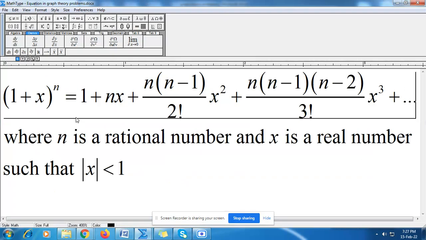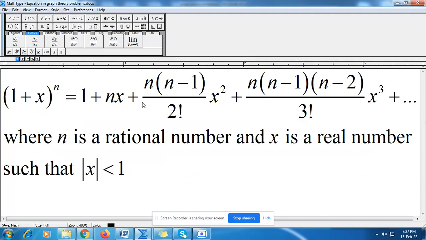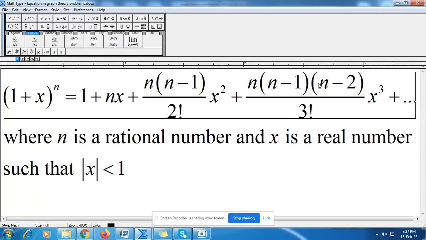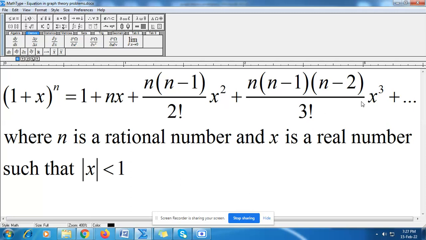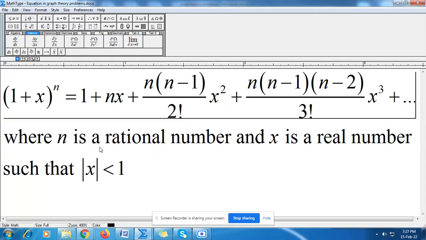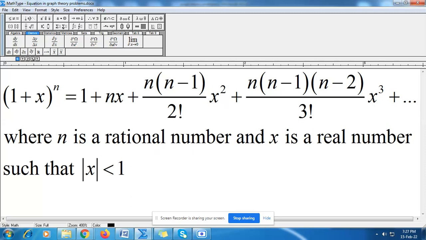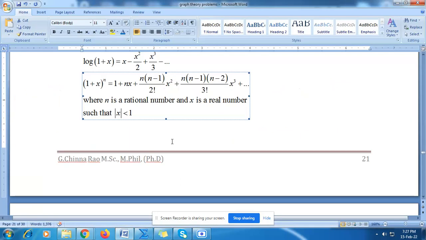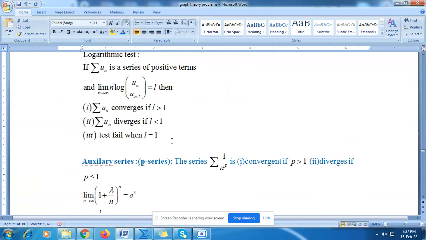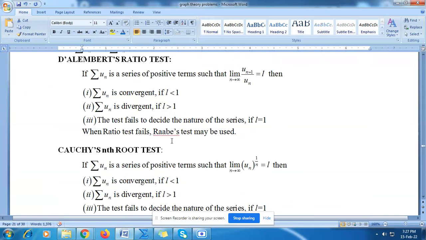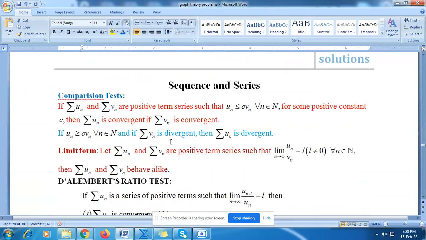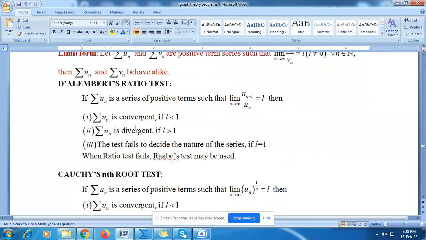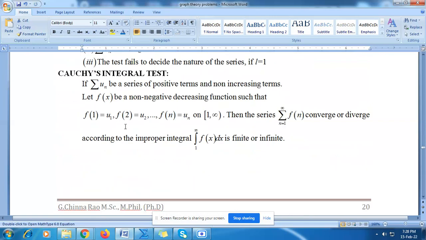(1 plus x) whole power n is equal to 1 plus nx plus n into (n minus 1) by 2 factorial into x square plus n into (n minus 1) into (n minus 2) by 3 factorial into x cube plus so on. Here n is a rational number and x is a real number such that mod x is less than 1. We have to remember these formulas first. First read and understand those statements.